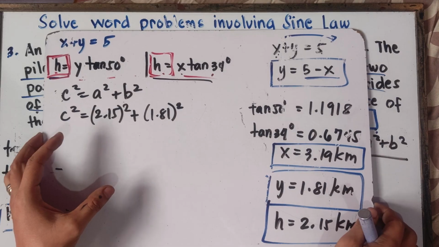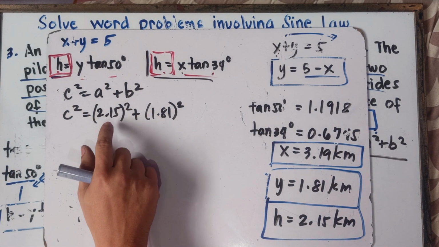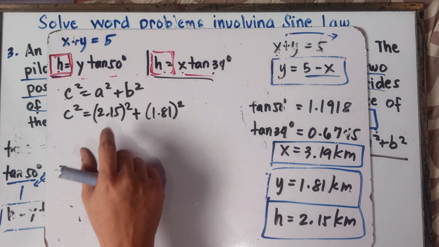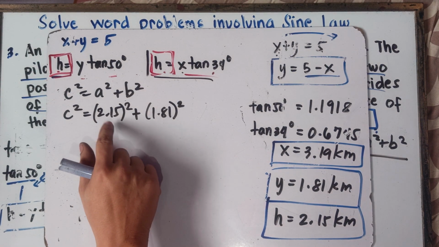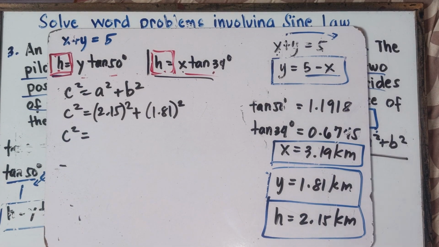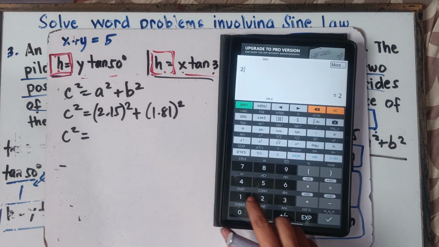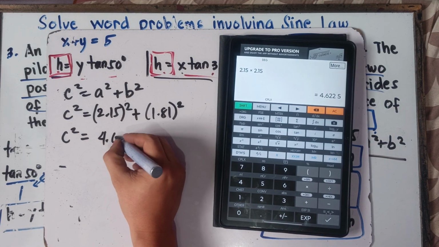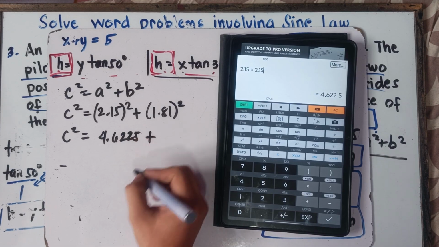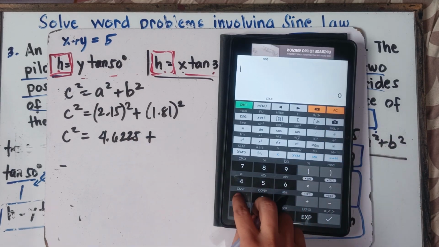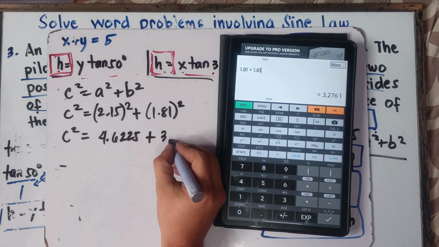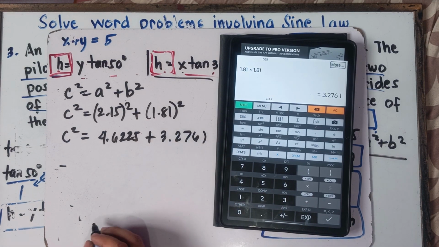Once again, class, if it's squared, it means you multiply this number by itself. It's not 2.15 times 2. It means 2.15 times 2.15. So c squared equals, use your calculator. So 2.15 times 2.15, the answer, class, is 4.6225 plus this one right here, 1.81 times 1.81, the answer, class, is 3.2761.